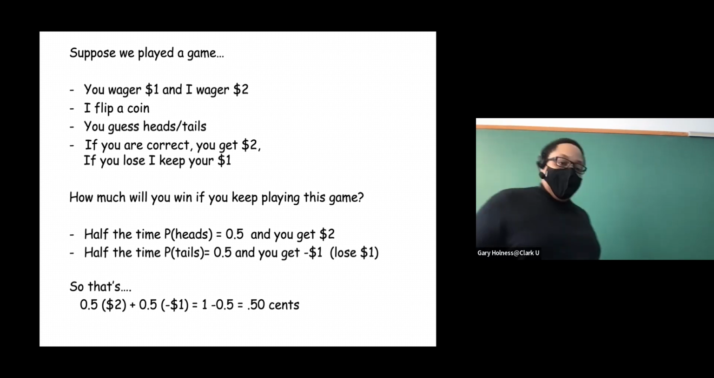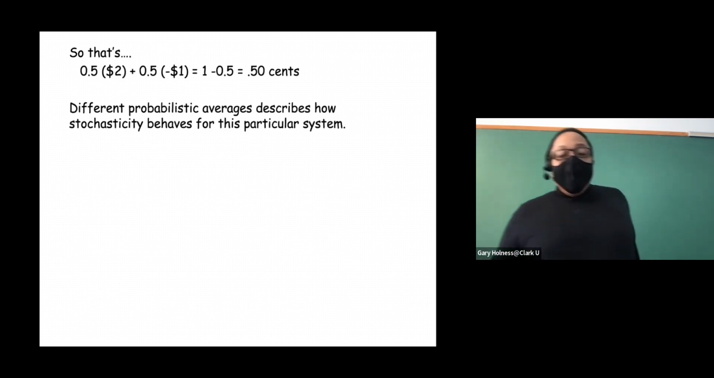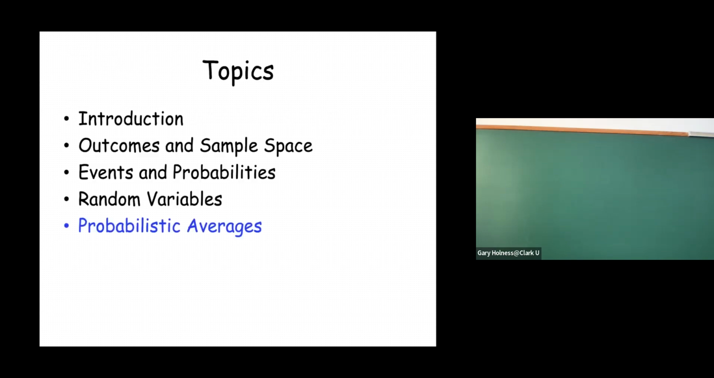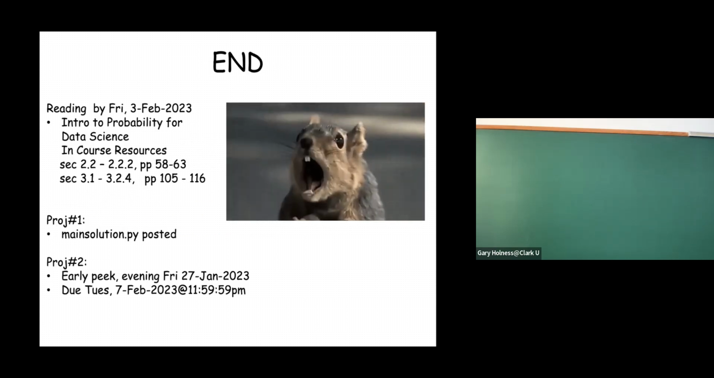Thank you for volunteering. Okay, so different probabilistic averages describe how stochasticity behaves for a particular system. We'll talk about different probabilistic averages and what their purpose is in describing the gross level behavior of your data generating system. We'll do that on Monday. Stay tuned. Same place on Monday. So I will see you then.